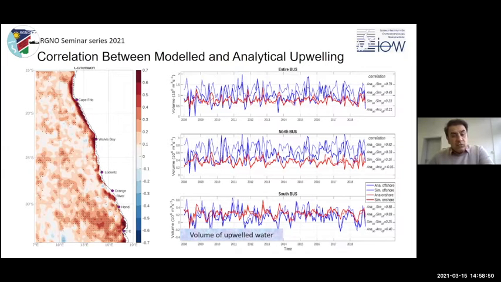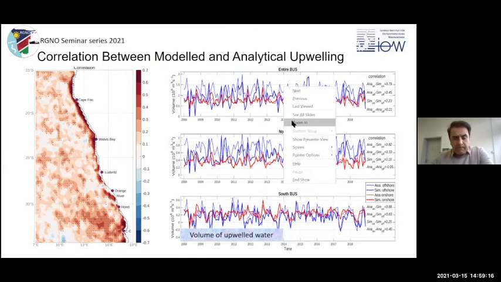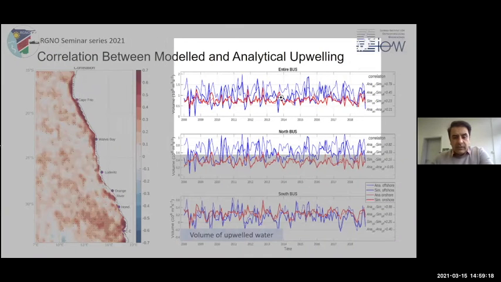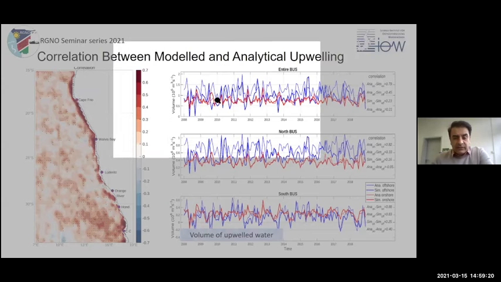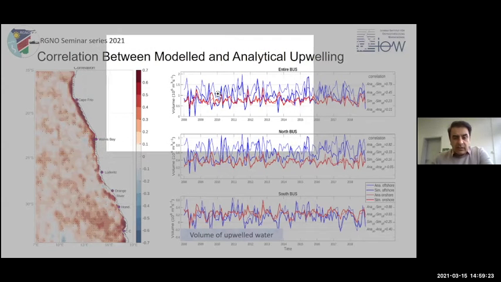When we consider the total amount of upwelling over the entire system, I forgot to mention that the left-hand side panel shows the correlation in each grid cell, but now we integrate the total amount of upwelled water and show that in these three time series. The top panel shows the upwelled water over the entire system. The red indicates the coastal upwelling.